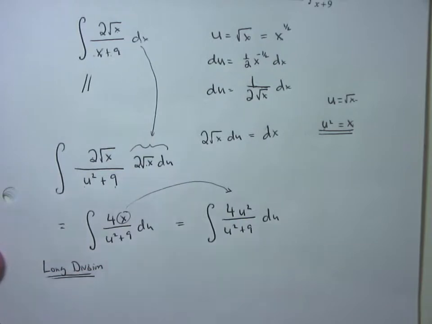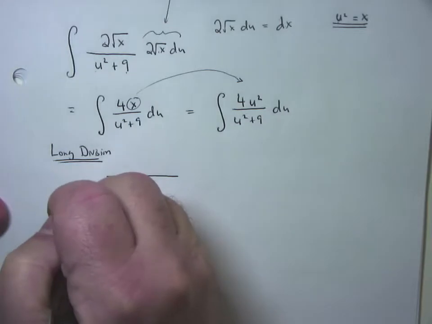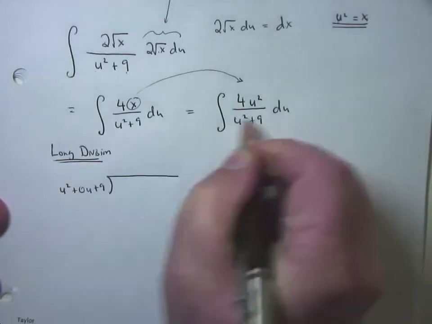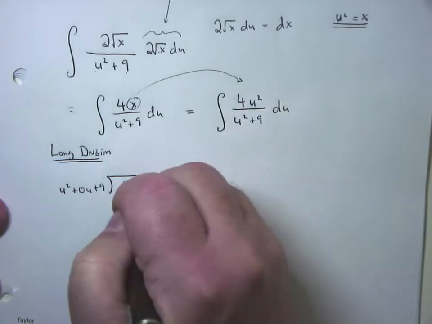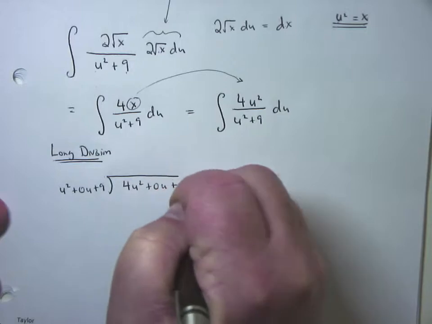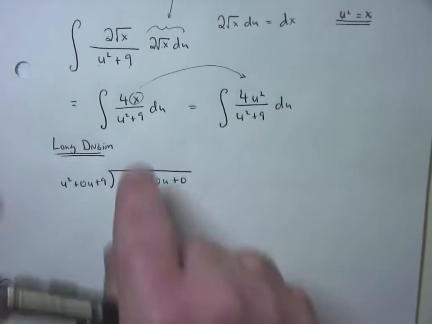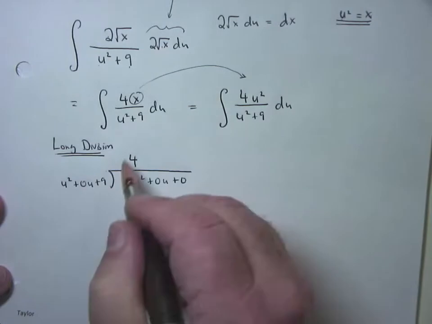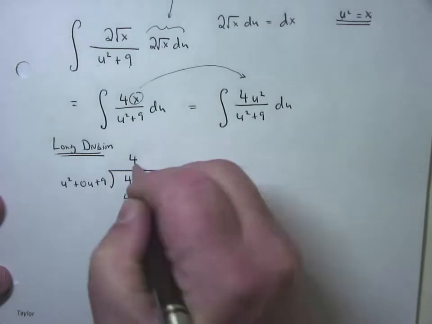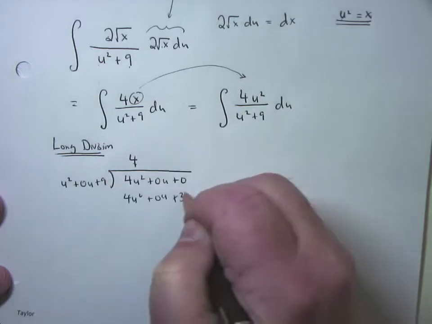Reminding you of all the stuff you forgot since you took a test. So long division, my divisor is u squared plus 0u plus 9. Anytime there's a term missing, you put a 0 in for it. The dividend is 4u squared plus 0u plus 0. So now let's do the long division. What times u squared is 4u squared? 4. Now I distribute. 4 times u squared is 4u squared. 4 times 0u is 0u. 4 times 9 is 36.